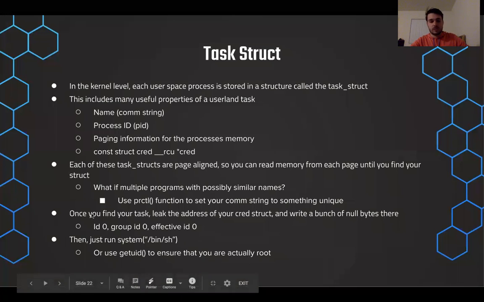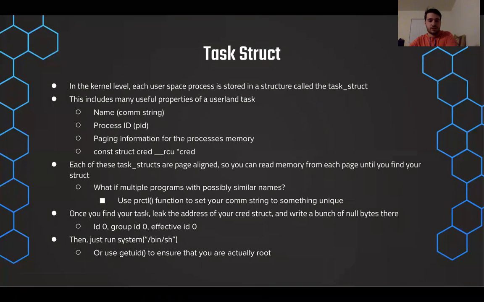Just write a bunch of nulls over your UID, over your group ID, over your effective UID. And then when you run system.sh, you get a root shell. If you want to verify, you can run getuid from user space to make sure you're actually root. But if you do this method, you should generally be root after leaking your task struct, leaking your cred struct, and then filling your cred struct with null bytes. That should help very much.